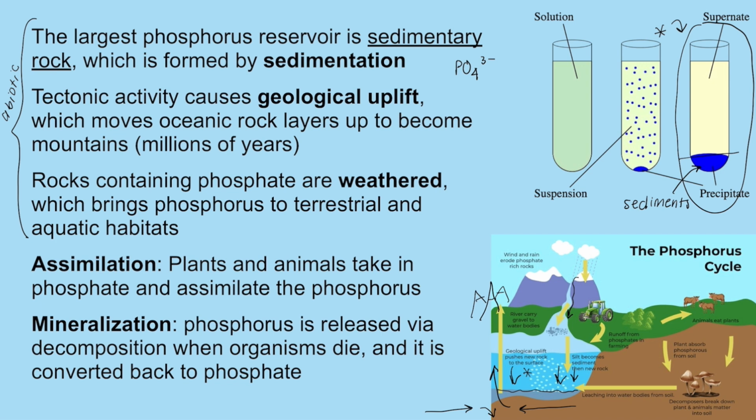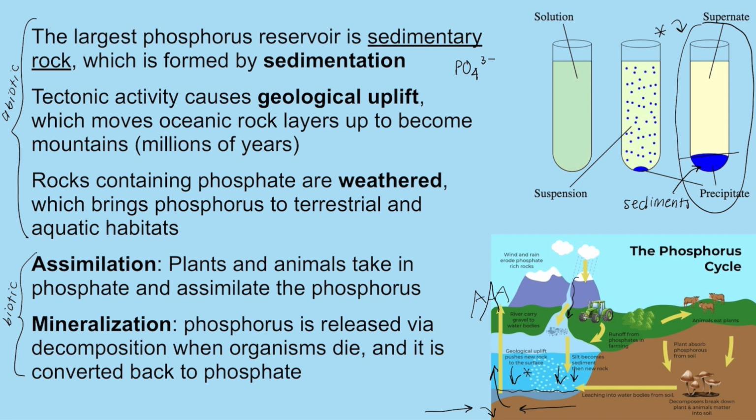Okay, so then our biotic processes are assimilation and mineralization. So these are biotic, so they occur with living things. So plants and animals will take in phosphate from their environment as they take water in, and they'll assimilate that phosphorus into their tissues, so it'll become a part of their tissues. It'll be used for making DNA and ATP. But then when organisms die, they're decomposed by fungi and bacteria again, which releases that phosphorus back into the environment. And then through a process called mineralization, it's converted back to phosphate.